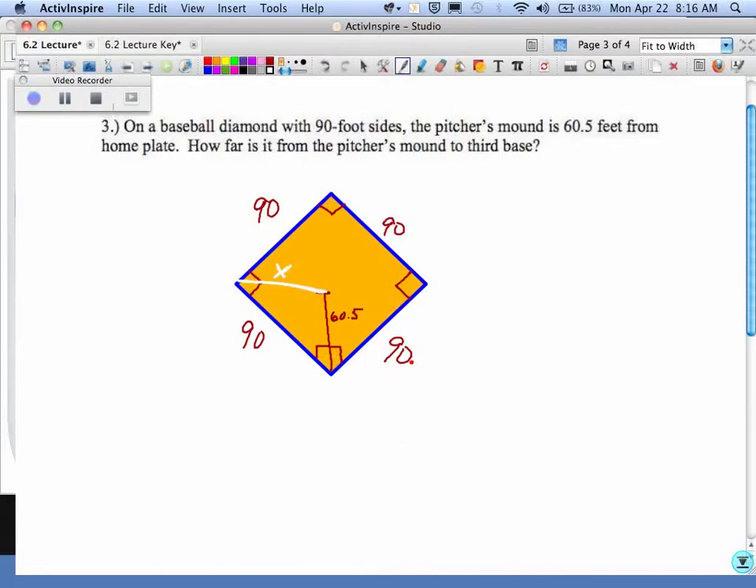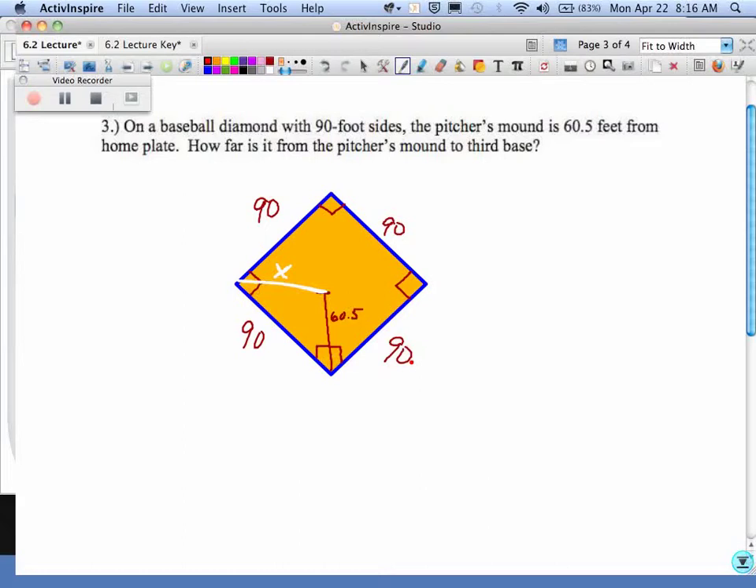Now, the assumption that people make for a baseball diamond is that the pitcher's mound is in the center of the field, and it's not. It's slightly in front. Pitcher is actually slightly in front of center. So that's your diagram. That's the given information. We're looking for side X. So what do we have to know? You know, it actually goes back to a little bit of geometry.